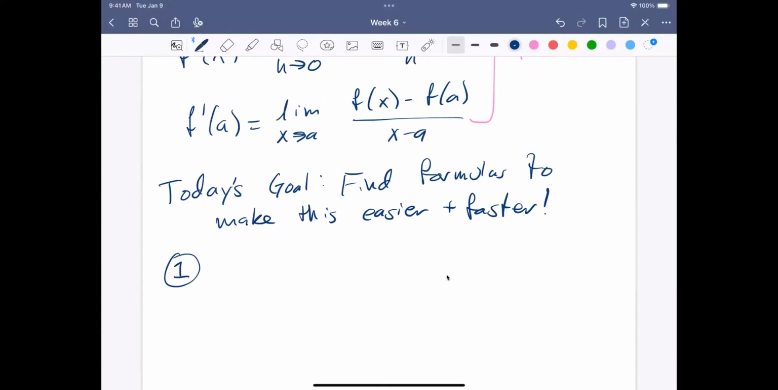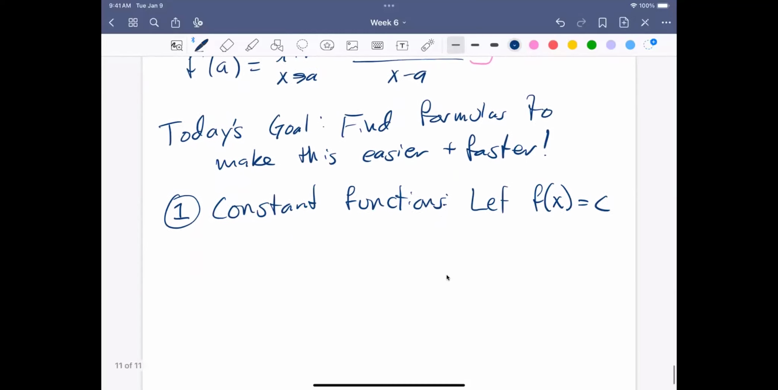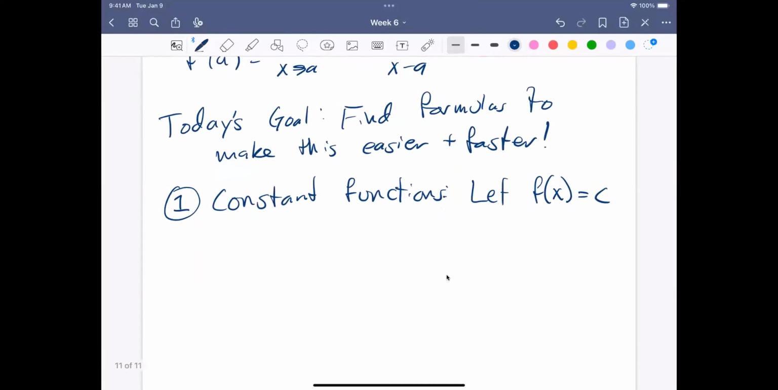So the first formula we're going to think about is what if we have constant functions? I'm just going to suppose I have f of x equals some constant. So what do these functions look like? What do the graphs look like? A horizontal straight line, exactly. And so they're going to look something like this at some value c.